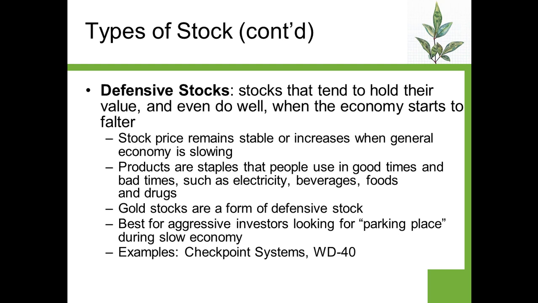Stock prices remain stable or increase when the general economy is slowing. Products are stable, staples that people use in good times and bad times, such as electricity, beverages, foods and drugs. These types of organizations hold their stock prices in the market even when there is a decline in the economy. Gold stocks are a form of defensive stocks.